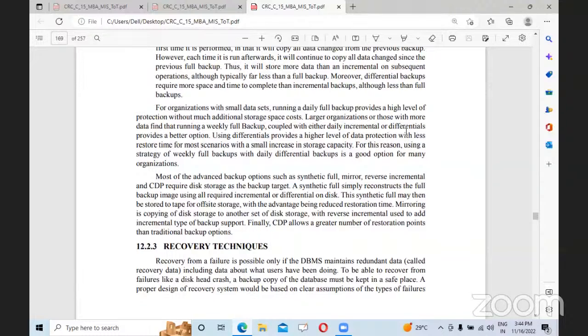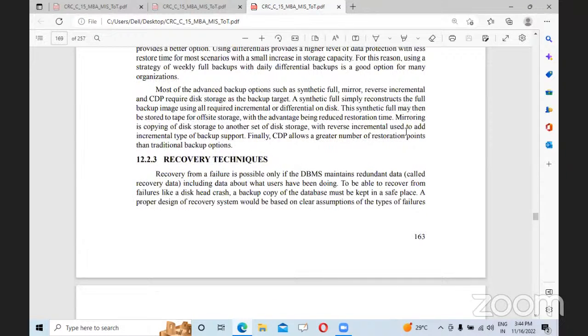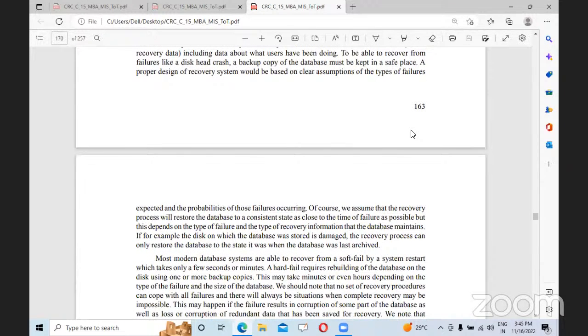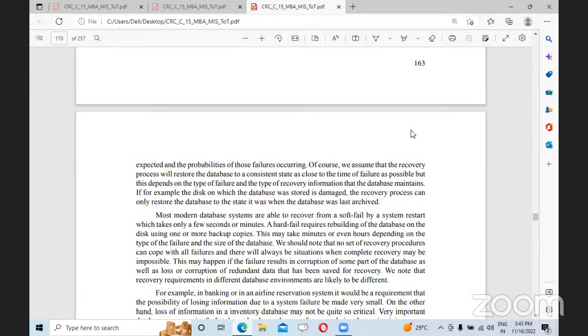And what are some of the recovery techniques? Recovery from a failure is possible only if the DBMS maintains redundant data, including data about what users have been doing. To be able to recover from failures like a disk head crash, a backup copy of the database must be kept in a safe place. A proper design of a recovery system would be based on clear assumptions of the types of failures expected and the probabilities of those failures occurring.